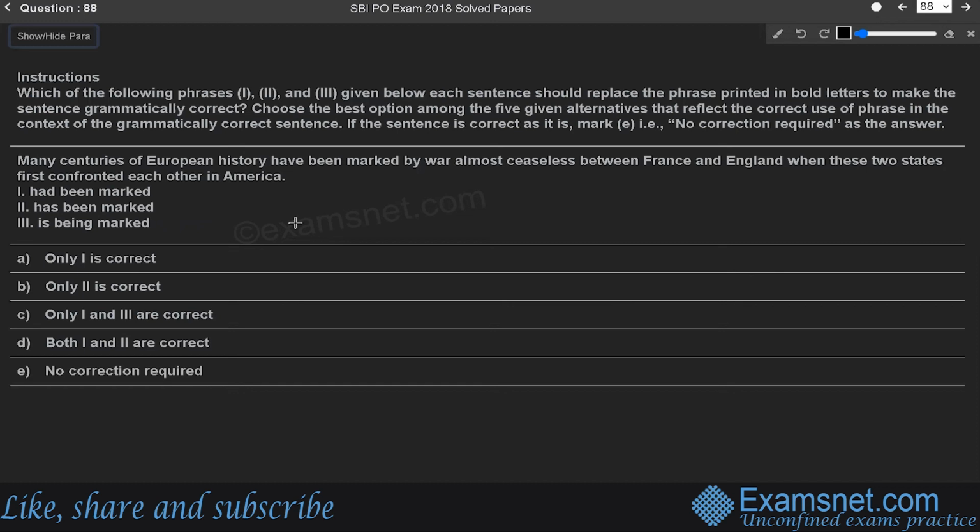Many centuries of European history have been marked by war almost ceaseless between France and England when these two states first confronted each other in America. The phrases are had been marked, has been marked, and is being marked. The sentence here is talking about an event from the past. Hence, had should be used in place of have. Thus, first phrase is correct and both second and third phrase are in present tense and hence they cannot be used here. So the correct option will be option number A, which is only first is correct.